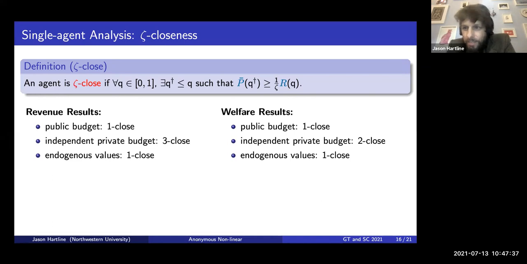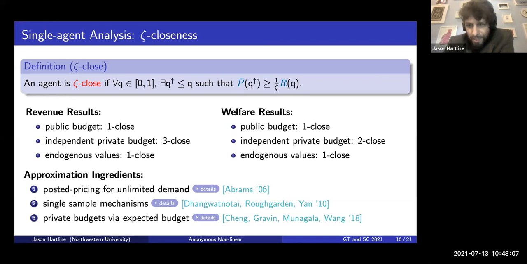So this endogenous value setting is the setting where agents can pay some cost to invest to increase their value, and then you want to design a good auction in this environment. There are also some results for risk-averse agents, which I didn't include on this slide. But for many of the canonical environments for nonlinearity, we have closeness results.